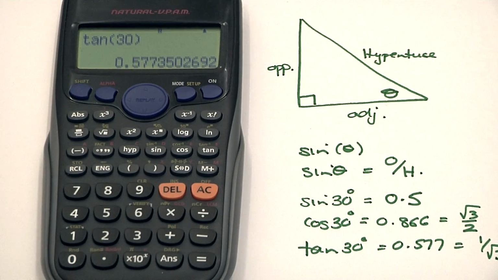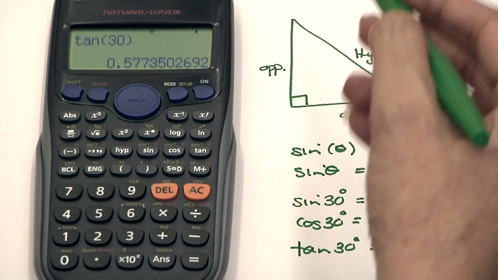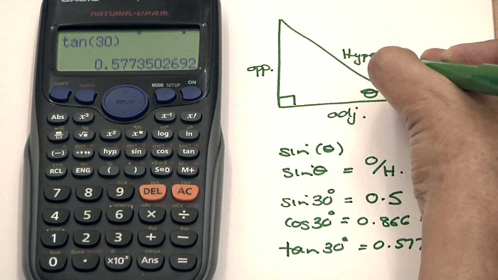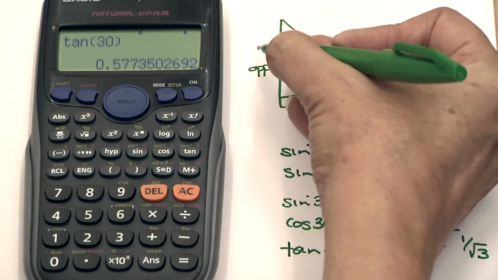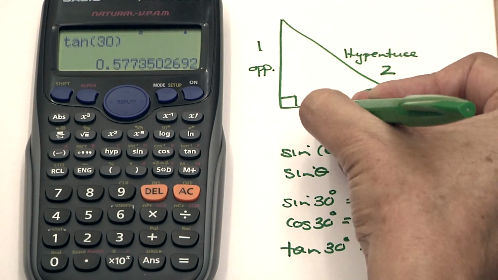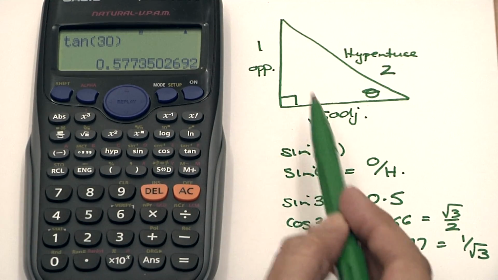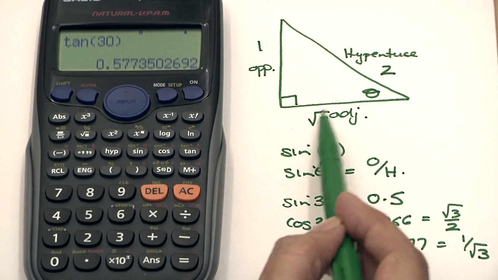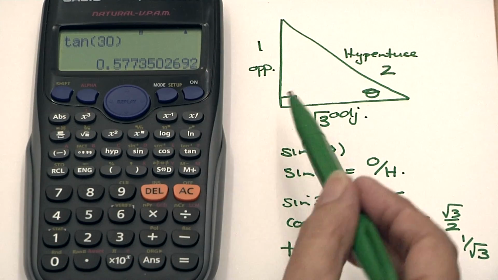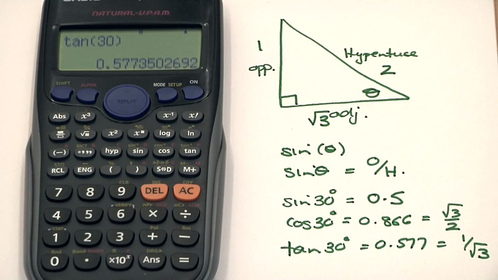Okay. So we can go back and we can say here the hypotenuse is 2, the opposite is 1, and the adjacent is root 3. So notice 1 squared plus root 3 squared is 3, so 1 plus 3 is 4, which is equal to 2 squared, okay? Pythagoras is correct.